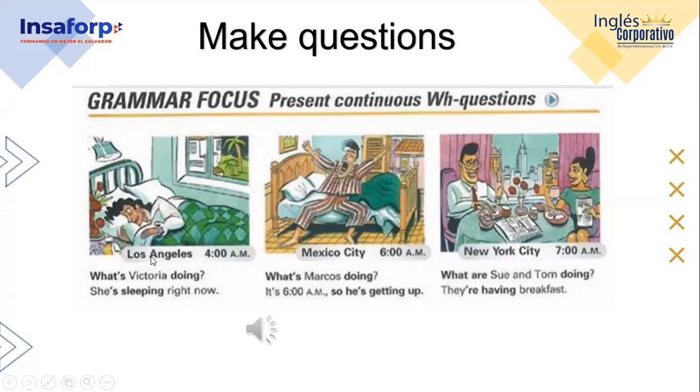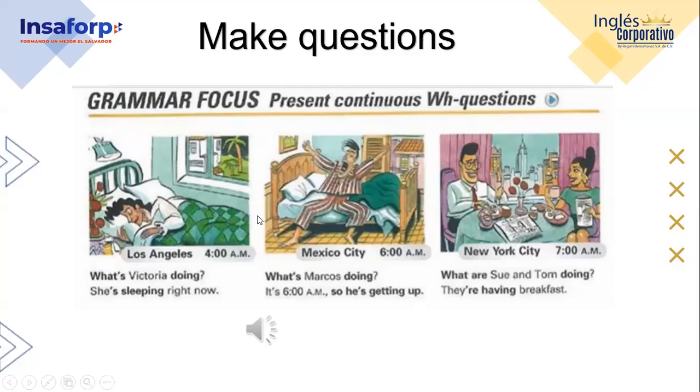Now, what's Victoria doing? She's sleeping right now. What's Marcos doing? It's 6 a.m. So he's getting up. What are Zoe and Tom doing? They're having breakfast.